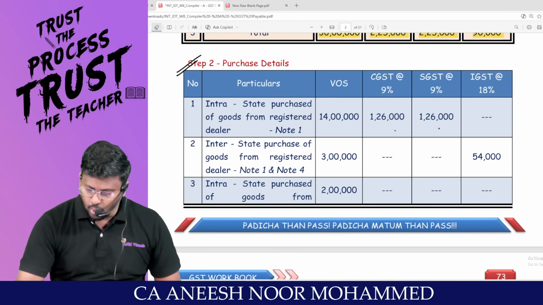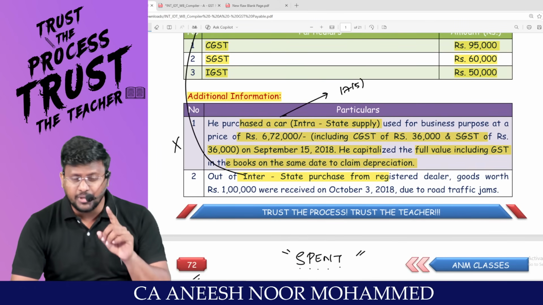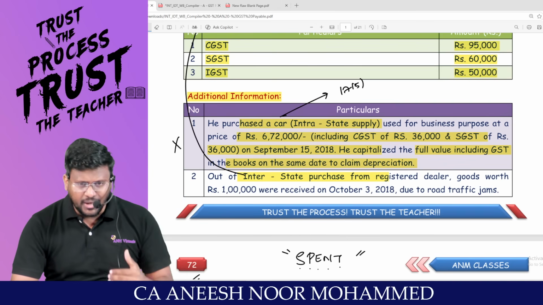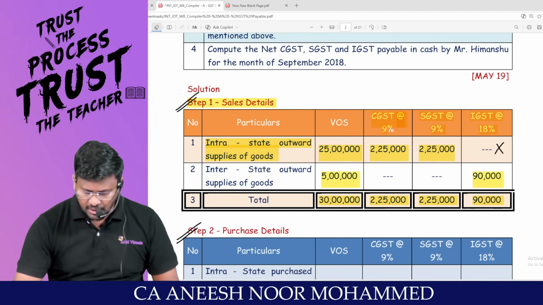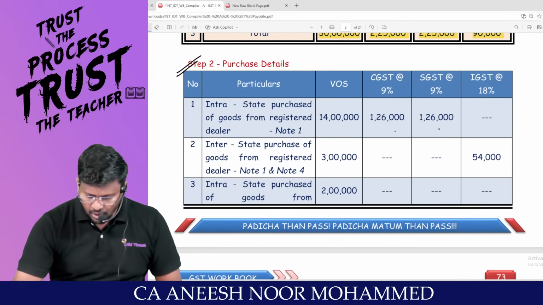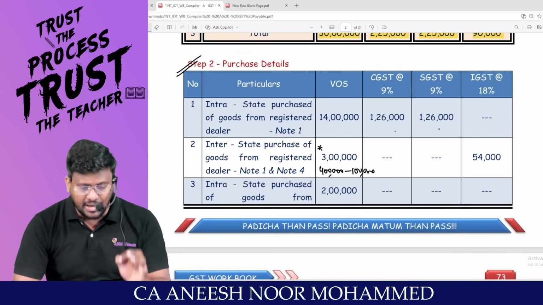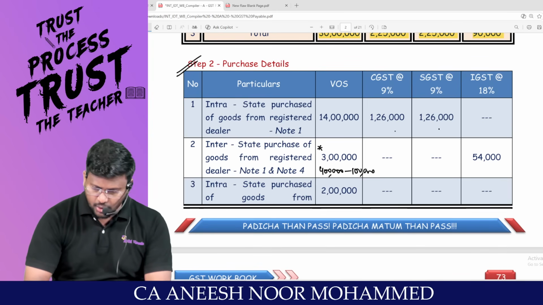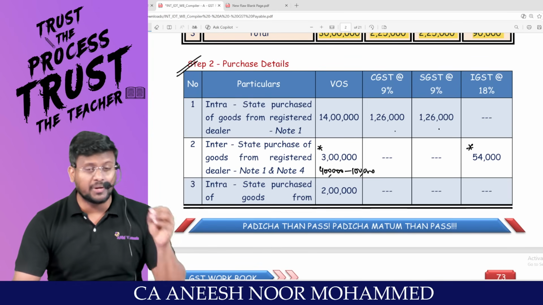There is a note attached to that point. Out of this 4 lakh, 1 lakh rupees of goods have been received only in the month of October. We are calculating the GST liability for September. If that is the case, my dear lovable students, out of 4 lakh, we have to reduce 1 lakh. Only for 3 lakh are we entitled to claim ITC in the month of September. So 3 lakhs into 18% comes to 54,000, which is the eligible ITC.